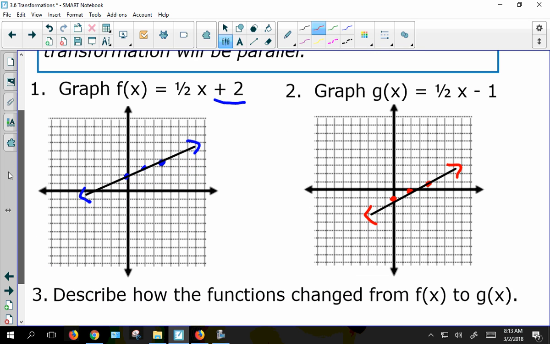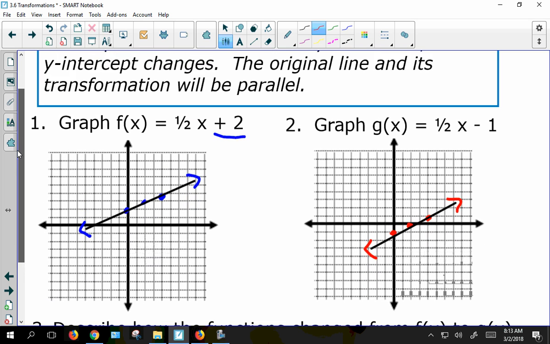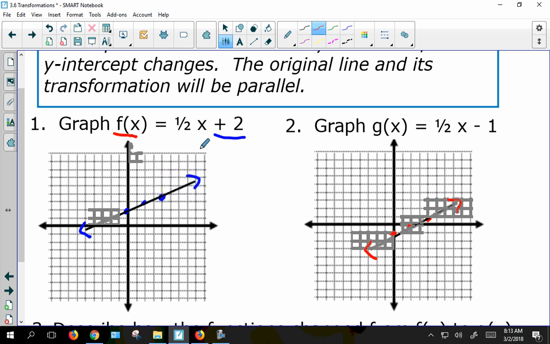Okay. So describe how the functions changed from f of x, right here, to g of x. How did the functions change, kids? How did it change? No, they're both positive. They both have positive slopes. How have these 2 changed? Yes, excellent.